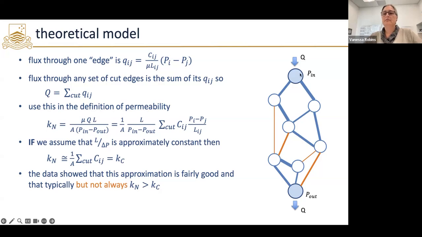So that's saying, right, remember I had the pressure at the inlet, the pressure at the outlet, and I had to divide by the distance traveled, the whole length of the sample. So if the pressure drops across each little edge are proportional to the length of each edge, then we will see that Kn equals Kc, okay? And obviously this is a pretty major approximation to make, but it's not so bad. So let's try and understand a few more details here.